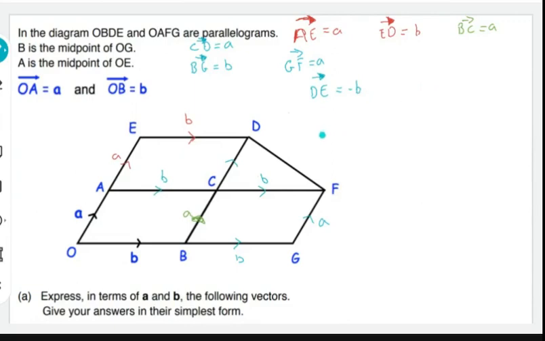Here's another question. What is vector O to E? Can you do algebra? So what are you thinking of doing? 2a. Indeed, because O to E is a plus a, so indeed it's 2a. Okay. Just going to put C to D is also a. Now the next question that we want to ask ourselves is a funky one. How do we work out what D to F is?